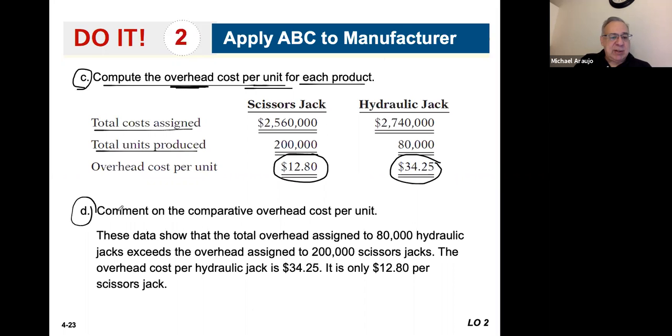And part D here is just the comment that they're looking for, right? The data shows that the cost of producing 80,000 hydraulic jacks is higher than producing 200,000 auto scissor jacks, okay? The hydraulic jack is $34.25 each in overhead costs versus $12.80 in overhead costs for every scissor jack. That's basically the commentary that they're looking for here.